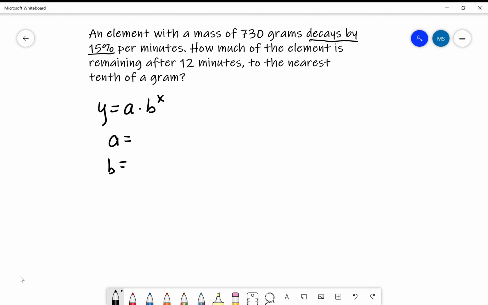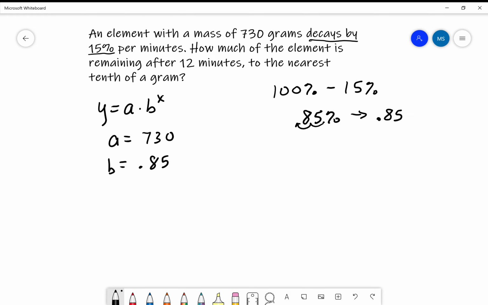So it starts with 730 grams. That's our starting value. Decay means we're losing. So take that 100%, subtract 15%. Oh, I added. We would get 85% here. And again, convert that to a decimal. Remember, with a whole number, the decimal's at the end. So we would move that 2 over. We'd get 0.85. So our base here is 0.85. Now we've got our A and our B. Let's just plug it in. A is 730, times b is 0.85 to the x.